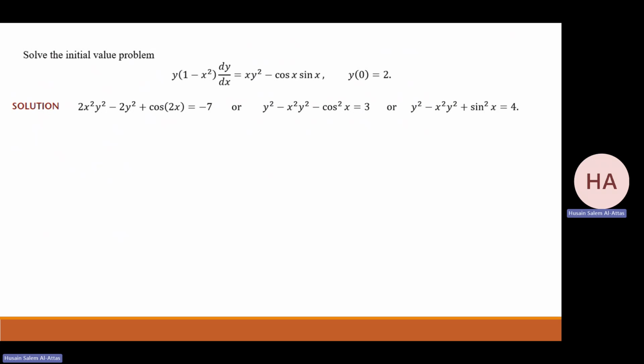This one. It's an initial value problem. Let me try to do it. I did this. Okay. What is it?